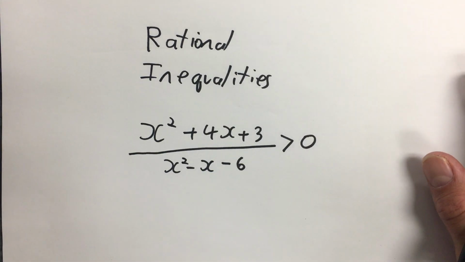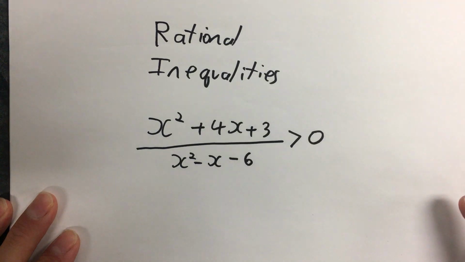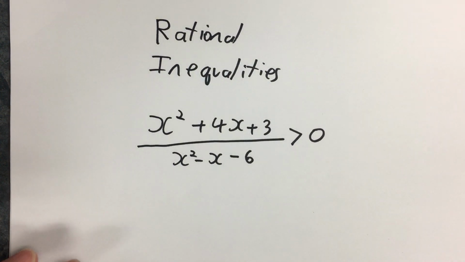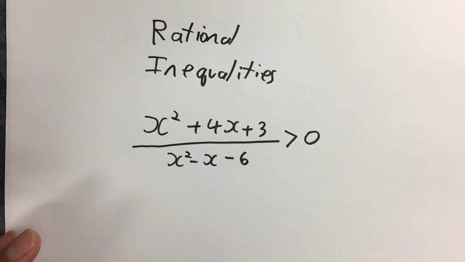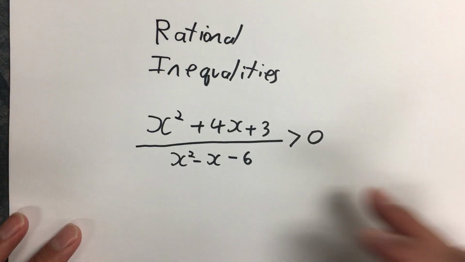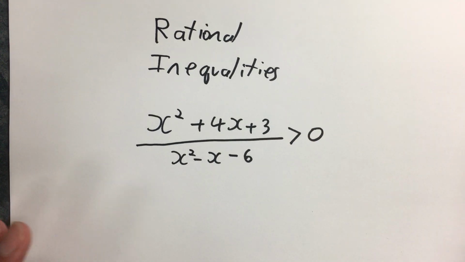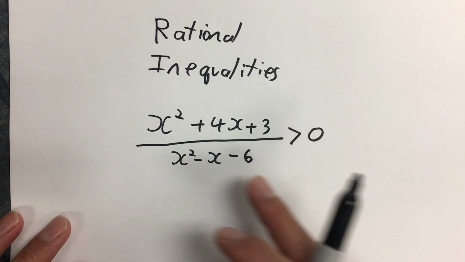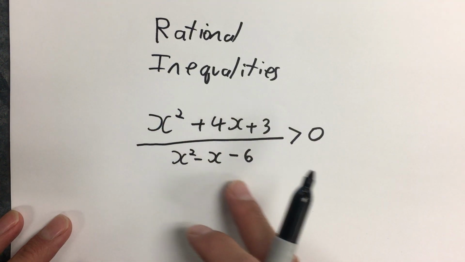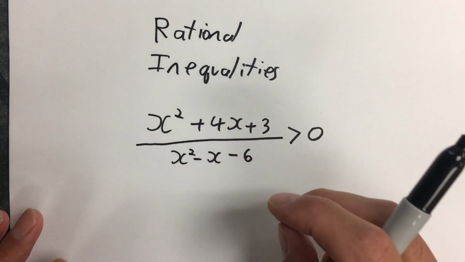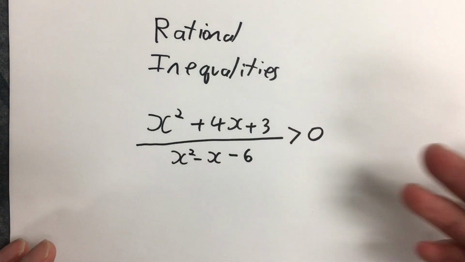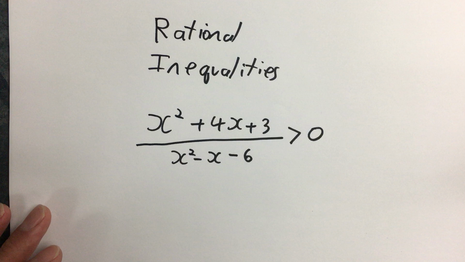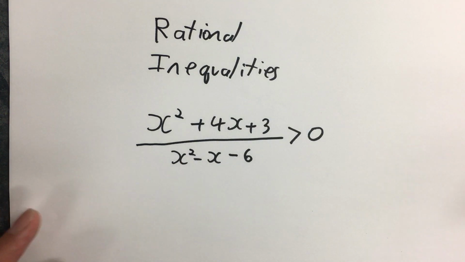Okay, looking at rational inequalities, I would like to know when (x squared + 4x + 3) over (x squared - x - 6) is greater than 0. What's going to make this problem easy is the fact that because we're comparing it to 0, we only need to determine intervals where this is positive. If you can find an interval where this is positive, that's an interval where it's greater than 0. If you can find an interval where it's negative, then that's obviously an interval where it's not greater than 0.